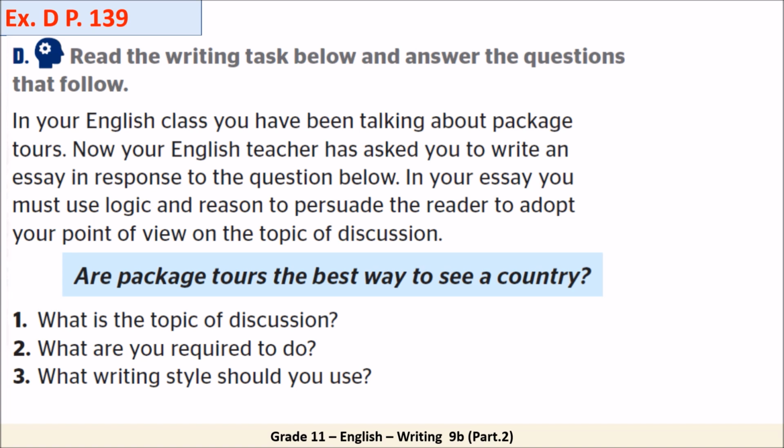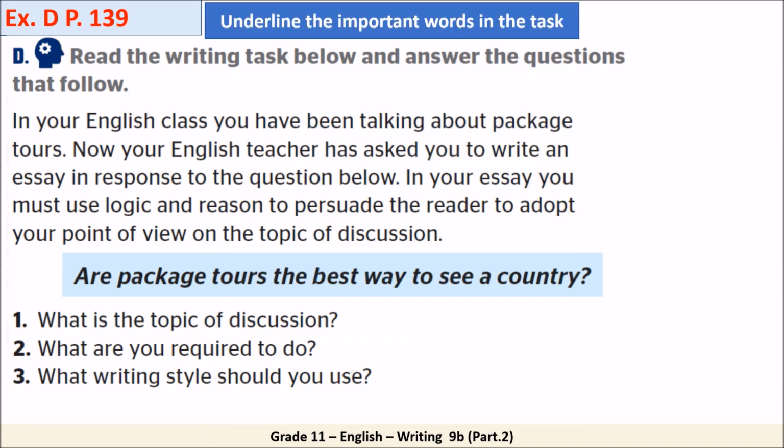We go now with exercise D, page 139 on your students' books. Read the writing task below and underline the important words in the task. After that, you will answer the questions that follow. Now, pause the video for a few minutes, read the task, underline the keywords, and try to look at the questions and answer them. If you have finished, let's begin.